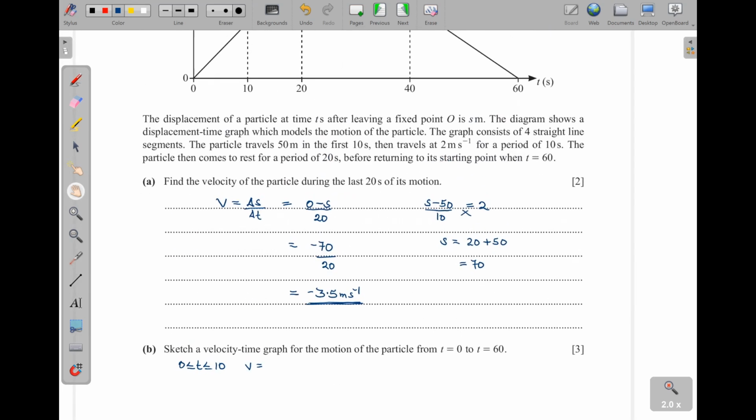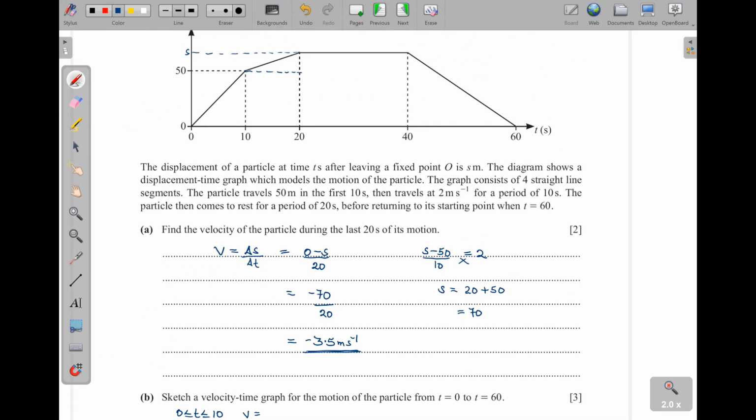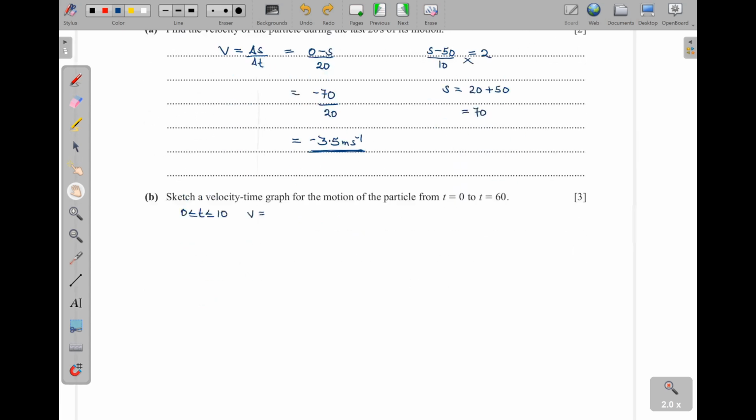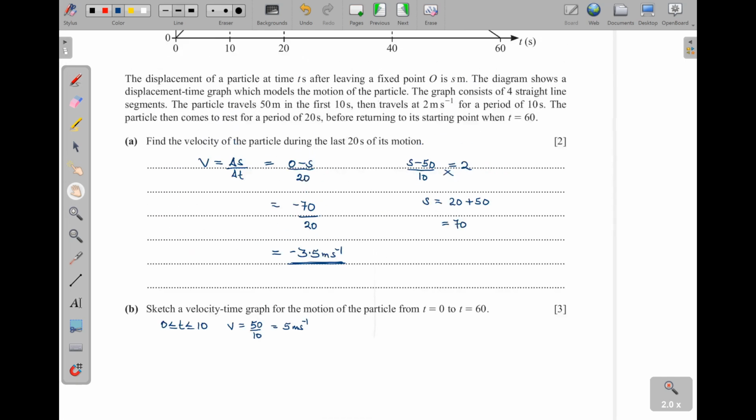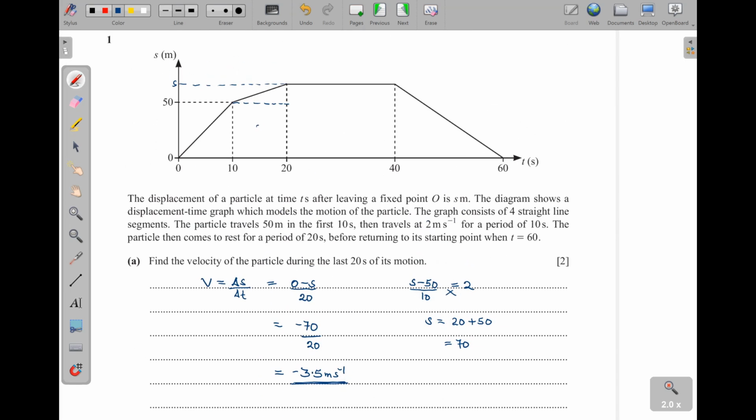So the change in the vertical, we can see it is this 50. Then we can divide by the change in the horizontal, which is 10. So 50 divide by 10, that one will give us a 5, right? So that is 5 meters per second. And then, which other one don't we have? This one was given as 2, now this one is 5.